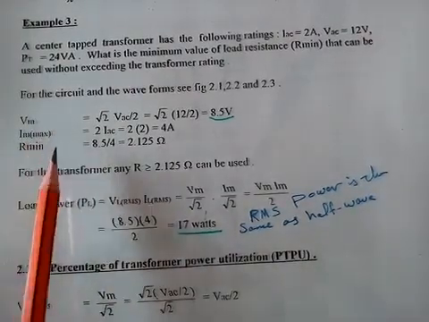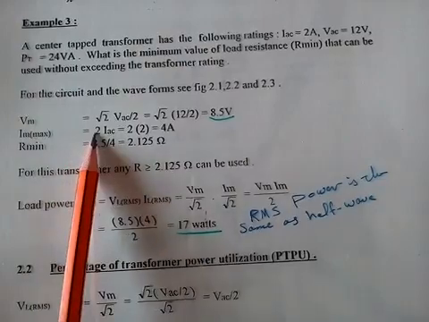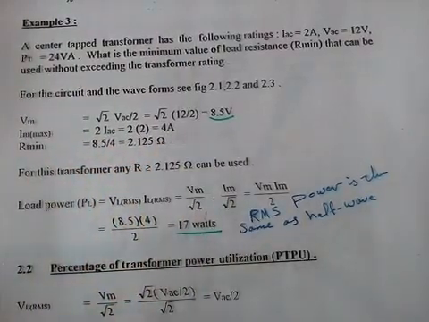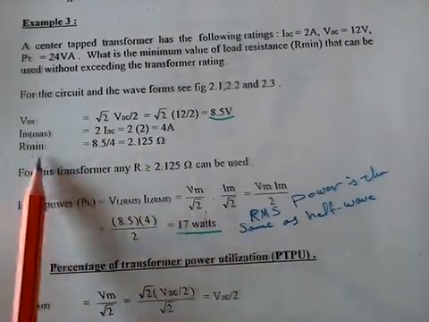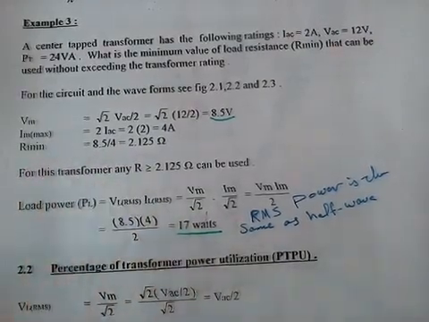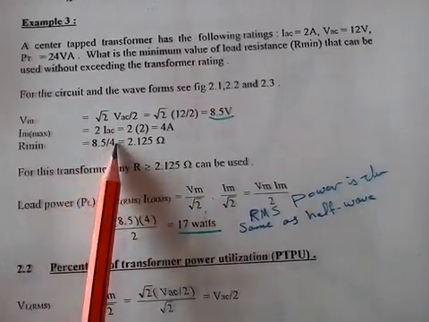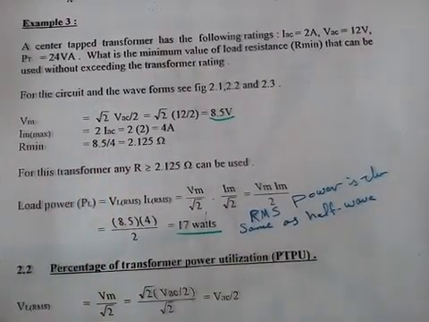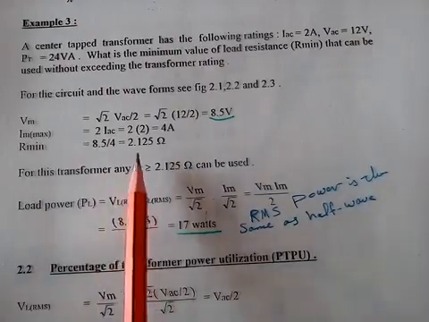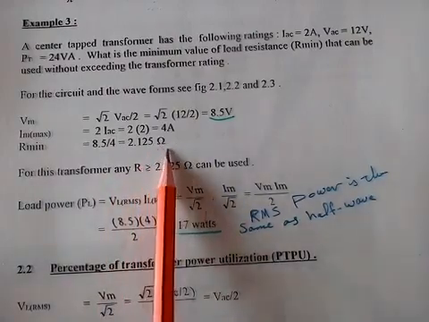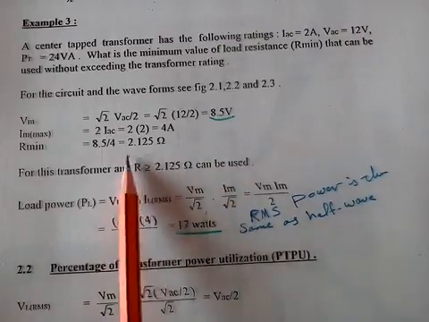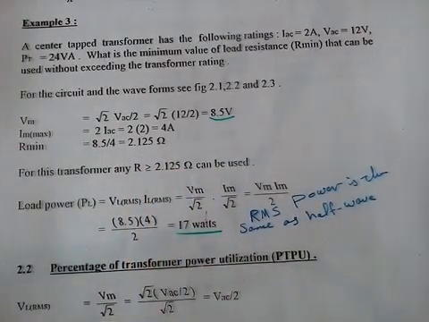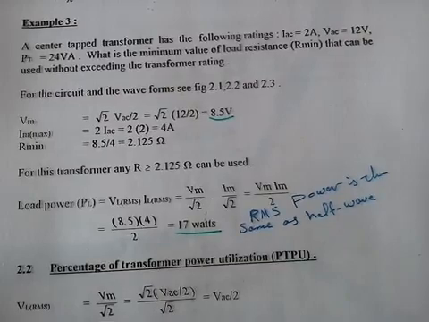Im max will be equal to 2 times IAC, and that means 4 amps. The minimum resistance that you are allowed to have is 8.5 divided by 4, that equals 2.125 ohms. Any resistance greater than this would be fine with the transformer. Less than that means you are exceeding the transformer specifications.